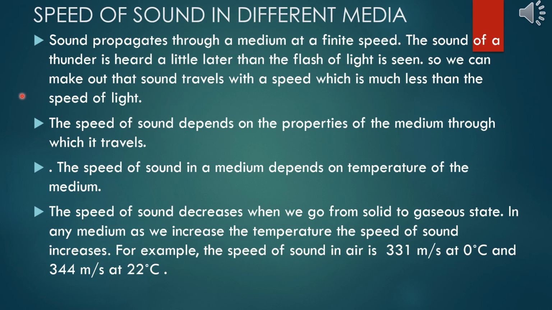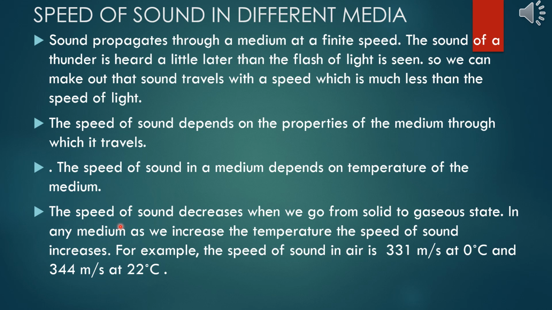Now let us understand the speed of sound in different media. Sound propagates through a medium at a finite speed. The sound of thunder is heard a little later than the flash of light is seen. So we can make out that sound travels with a speed which is much less than the speed of light. The speed of sound depends on the properties of the medium through which it travels. The speed of sound in a medium depends on the temperature of the medium. That means if the temperature varies, the speed of sound also varies.